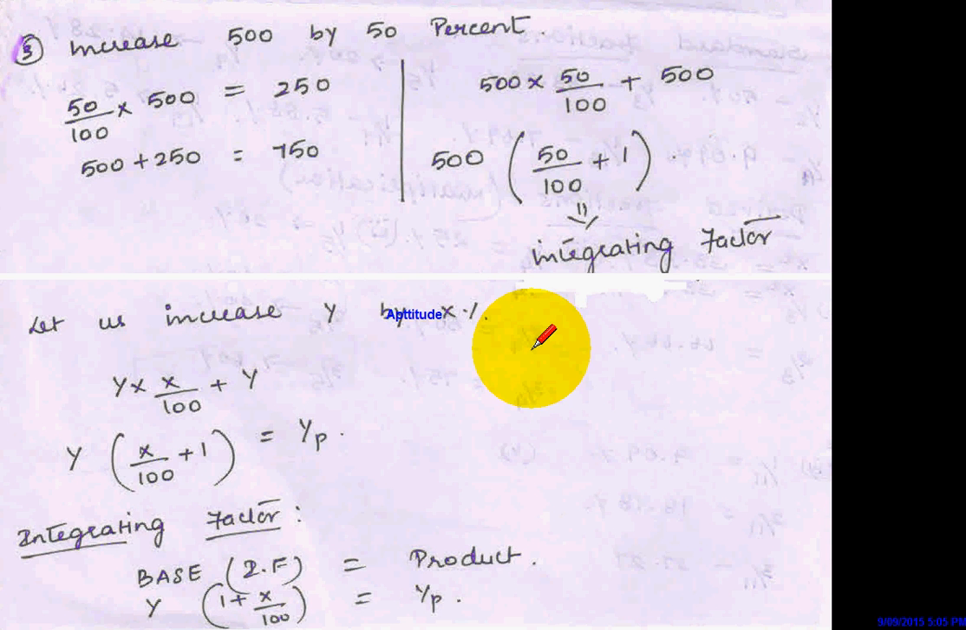So you have to increase that 500 by 50%. Since the term increase is there, you need to add this 250 to that 500. So 500 plus 250, you'll get the answer as 750, right? So that is increasing 500 by 50%.